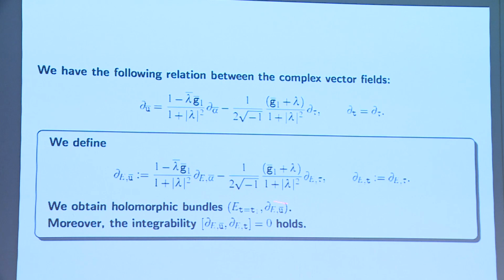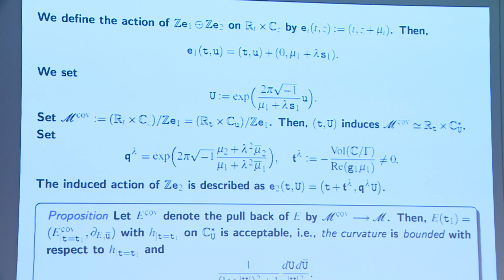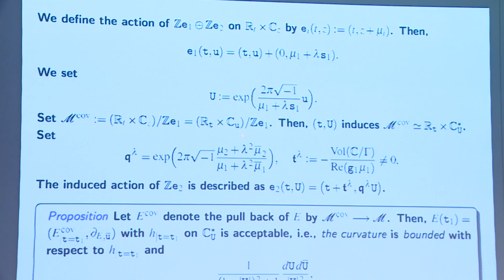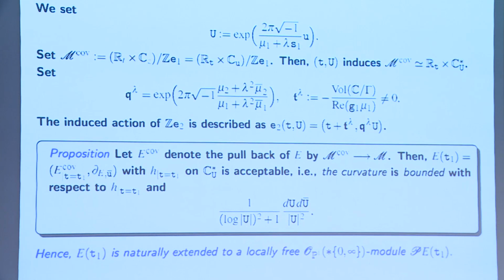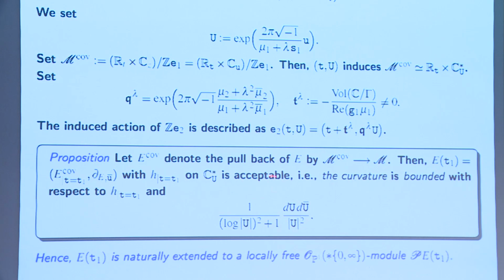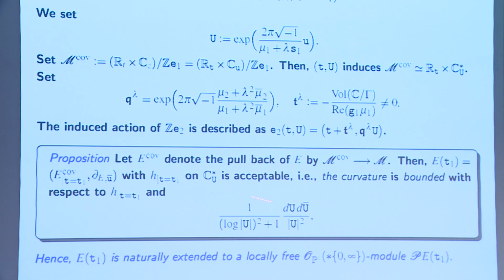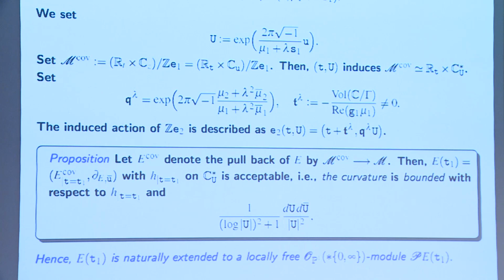And so similarly, in this case, the action of the lattice is described in this way with respect to this coordinate. So we define U by this formula, then U and T induce this quotient space as R_T times C_U star. And again, in this case, the key point is that the restriction of this vector bundle to t equal t1 is acceptable. So by this condition, we can obtain this kind of finite estimate of curvatures.